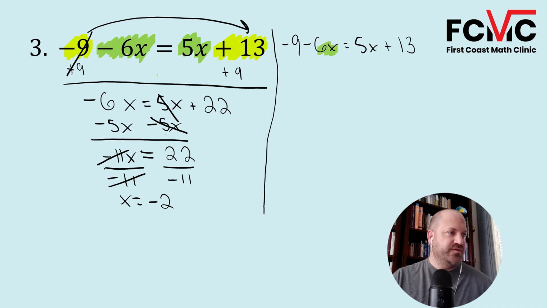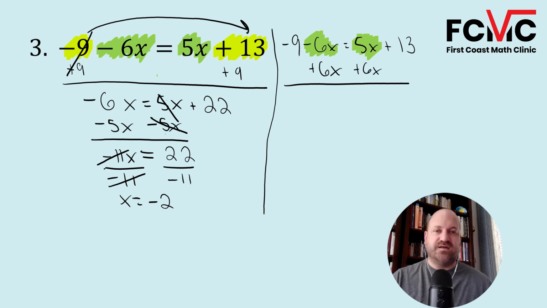So let's work with the minus 6x and the 5x. I'm going to bring the 6x to the right. 6x is being subtracted, so I have to undo subtracting 6x and add 6x to both sides. So the 6x's cancel out on the left, and I get negative 9 equals 11x plus 13. Now I've got to move that 13 to the left.